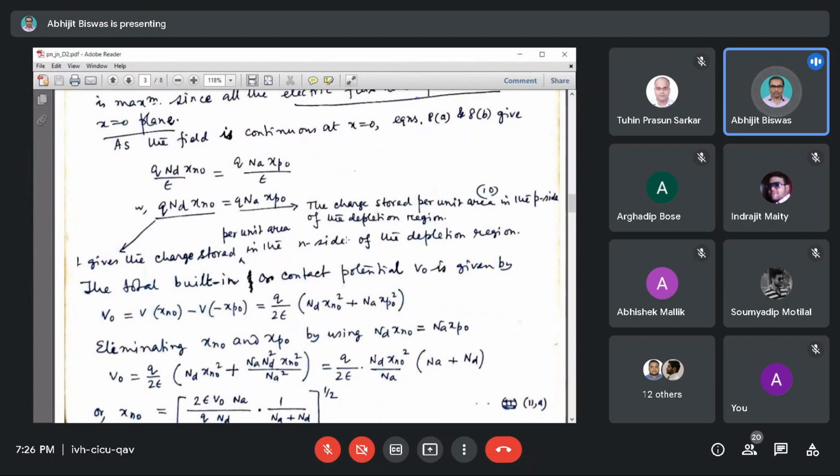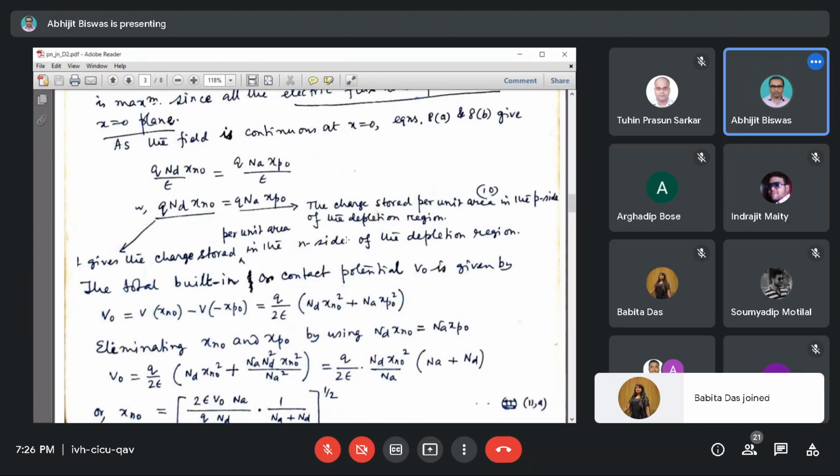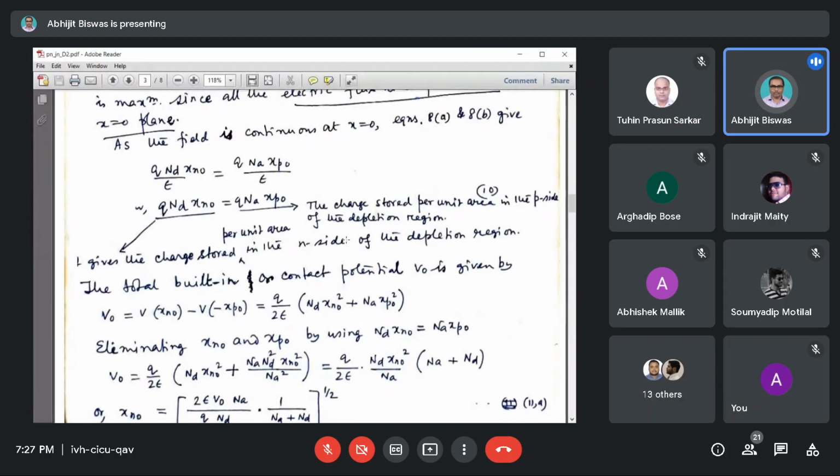So it means that if you increase the doping concentration, the corresponding depletion width will be smaller. So it is inverse in nature. For a highly doped region, the depletion width will be lower, and the reverse is also true. For a lightly doped region, the depletion region will extend much. For a heavily doped region, depletion width will be very, very small.